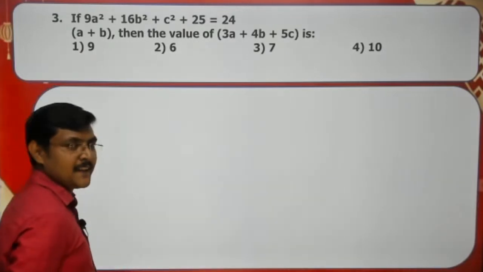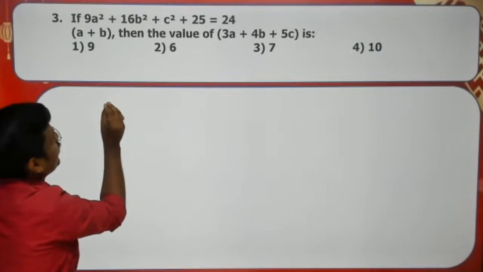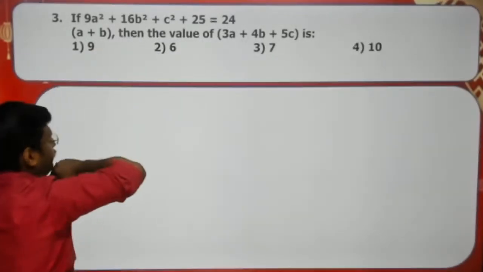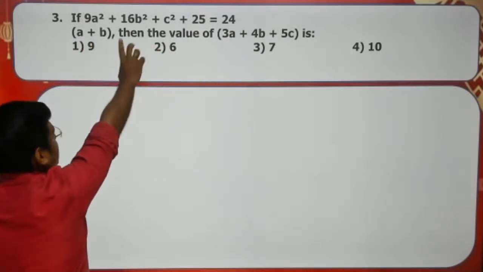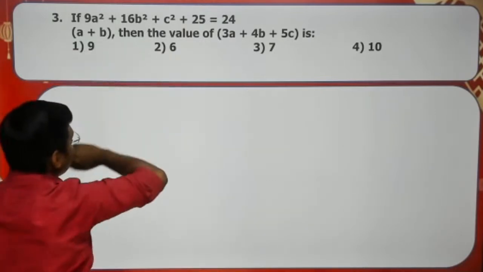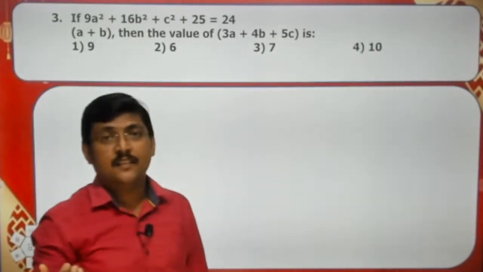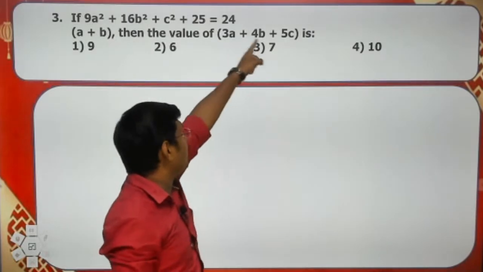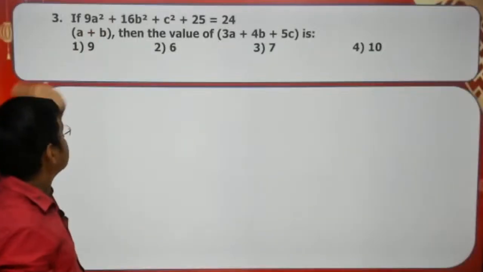Yes, listen. Here, if 9a square plus 16b square plus c square plus 25 is equal to 24 into (a plus b). 24 into (a plus b), that's a single line set, right? It's a typographical error, okay? So it is 24 into (a plus b). Then the value of 3a plus 4b plus 5c is, we need to find the possible values for a, b and c and substitute them here, and we will get the answer. So that we need to find from this relation.